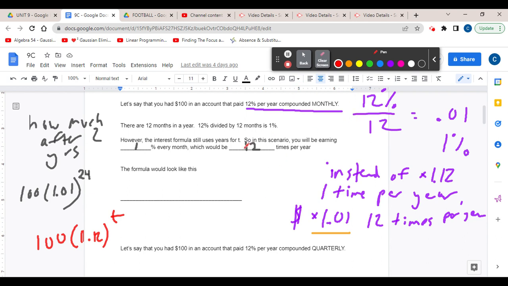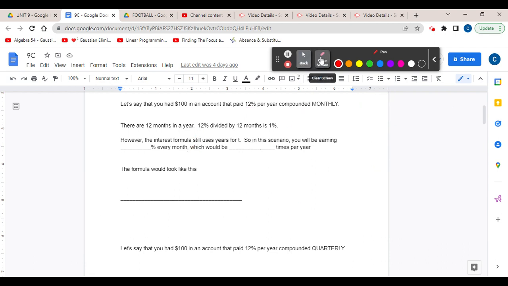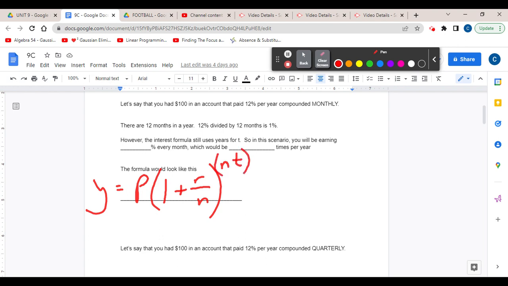So let's just see here real quick. The formula is going to look like this: Y equals P times 1 plus R over N, and the exponent is going to be to the NT power. Now, P is still our principal.